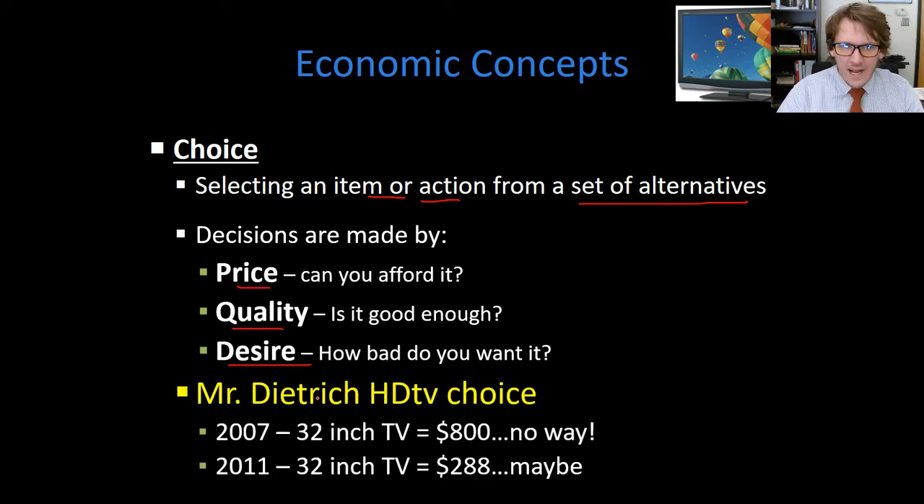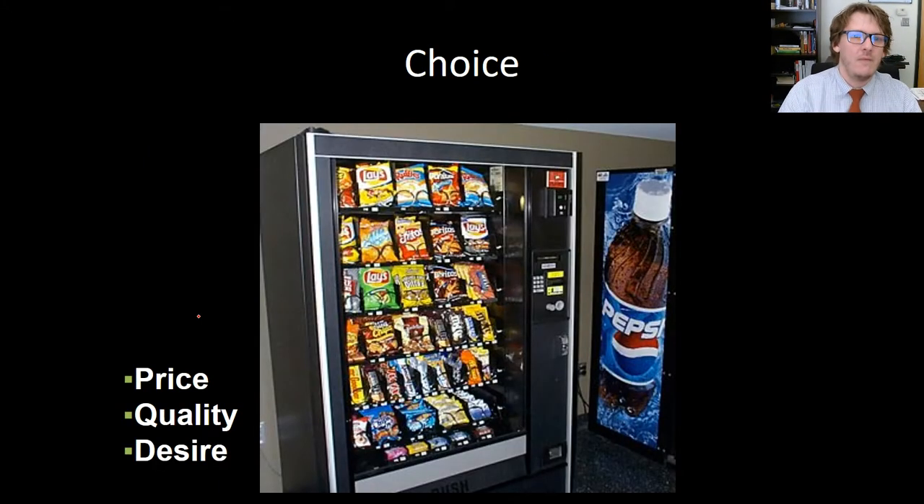Why did I not buy a TV in 2007? Because it was too much. Price affected my choice. In 2011, the price dropped, and I said, you know what? Now I can buy one. Today, you can buy a TV for almost nothing. And price is probably not even a factor. You go to Walmart and buy a TV, price probably isn't a variable. Quality is the variable. You look at the quality of the TV, whether you will buy it or not.